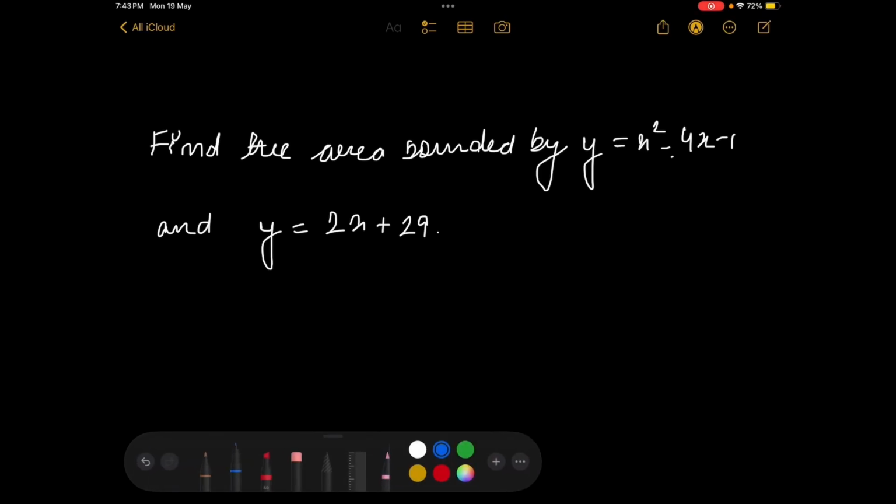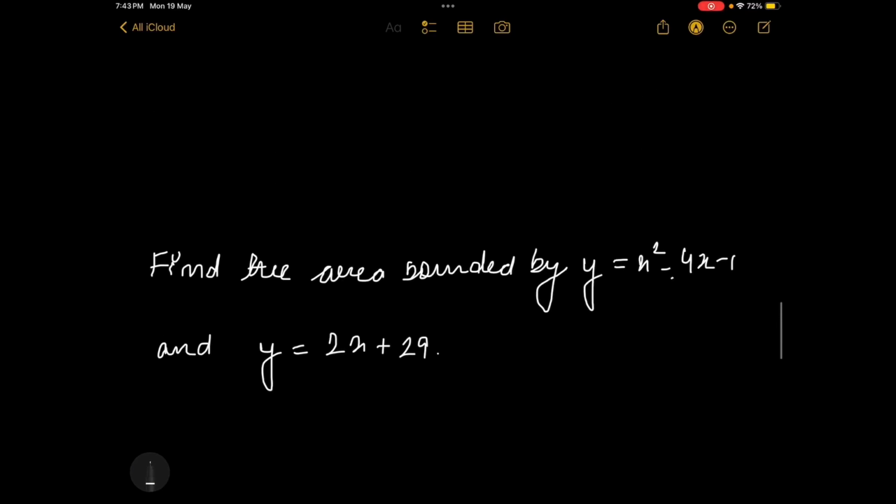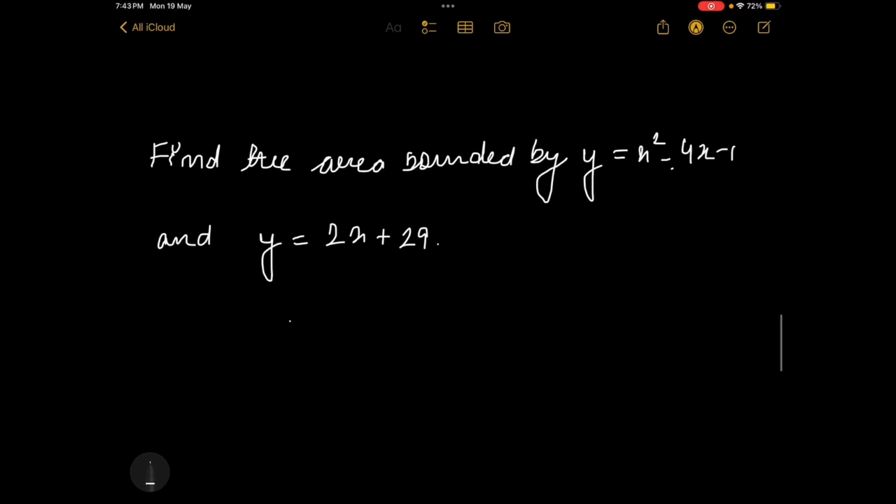Let us pick up another question. Find the area bounded by y is equal to x squared minus 4x minus 1 and y is equal to 2x plus 29. So, the area would be simply the integral from x1 to x2 of quadratic minus linear, dx.